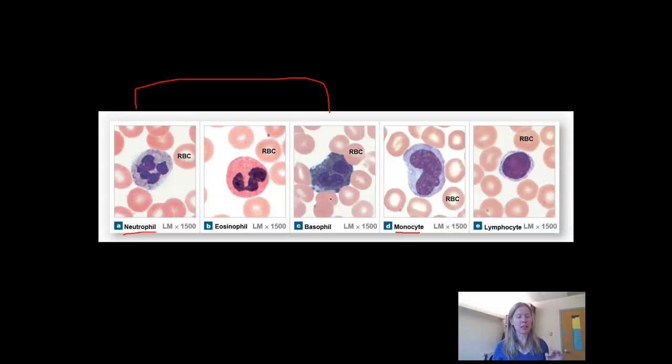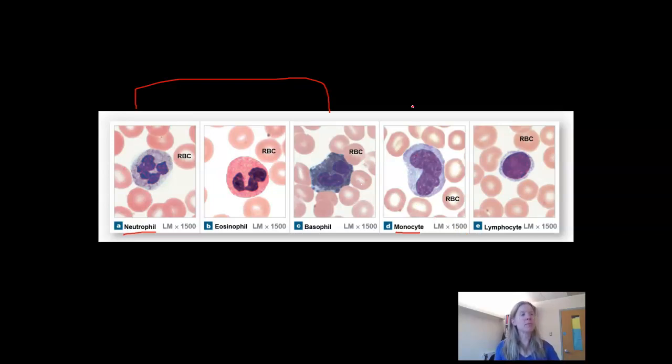Basophils, extremely rare, less than 1%. They're small, they stain really darkly. And these are cells that contain histamine. Histamine is important in the inflammatory response, helping dilate blood vessels. They also contain heparin that helps prevent blood clots.